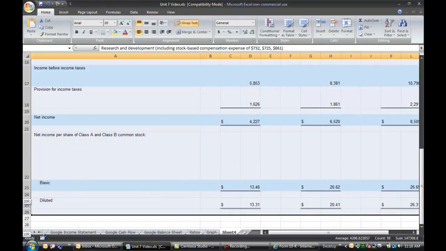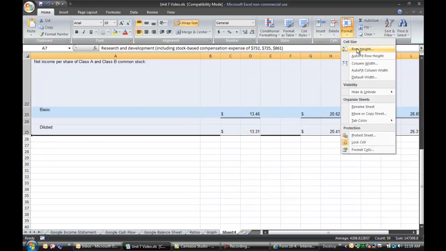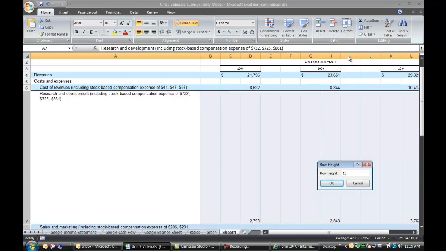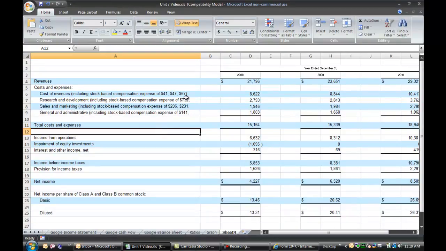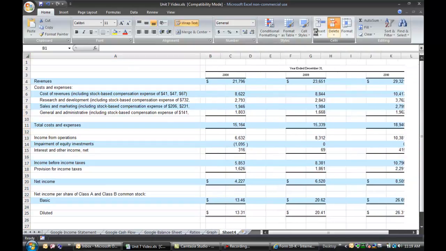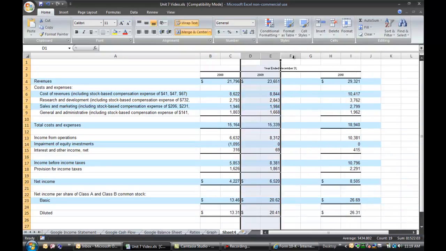Shade down. Format, row height, 15. Okay. And there's our statement. These are formatted a little bit differently. We really don't need this column B. We can delete that. We can delete these two if we wanted to. And get it over there so it's workable.